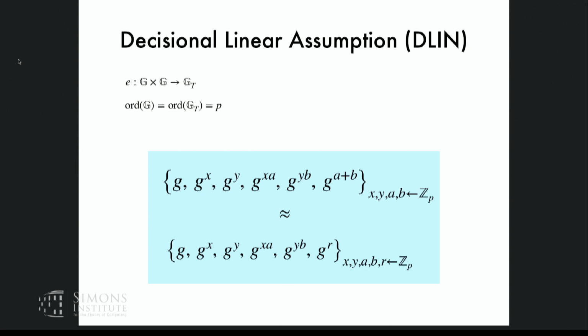Suppose I give you the generator g of the group, and I give you g^x, g^y, g^(xa), g^(yb). Then given this information, you should not be able to tell apart g^(a+b) versus g^r, where r is picked afresh, independent of all other values.